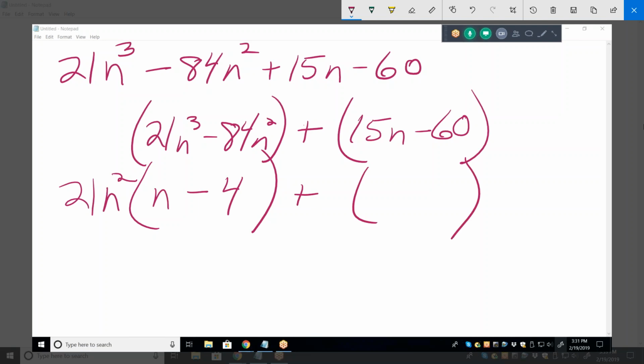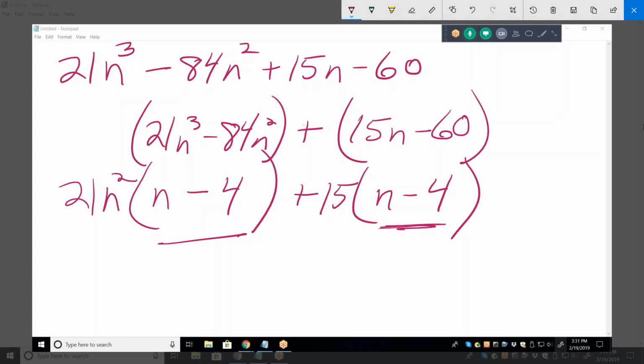15 would be the greatest common factor. Yeah, 15. And then you'd be left with n minus 4. Okay. Now, when you're doing these problems, if this is not the same as that, you've made a mistake. That's all there is to it. It's always going to be the same.